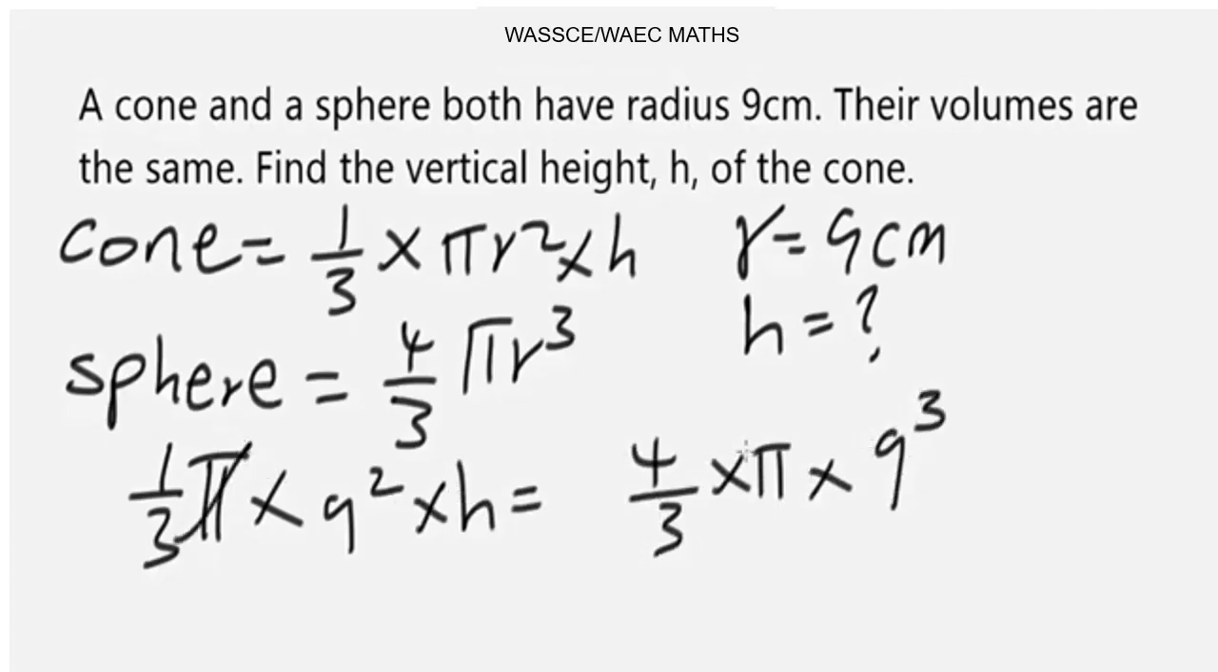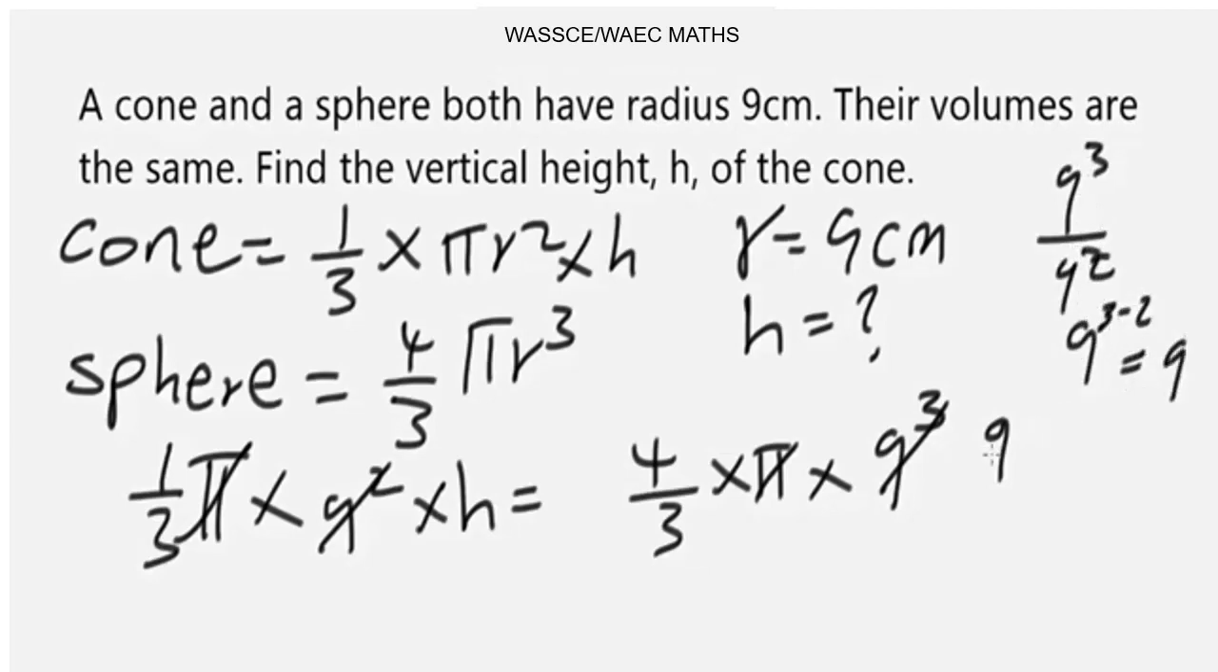So this pi, we cancel this pi here. Now this 9 square, we cancel with this 9 cube here, I'll be left with 9. Just like division, law of indices, 9 cube over 9 square, the base is the same, you subtract the power, that's 3 minus 2, which gives us 9. So that's why we have this 9 here. So basically we are now left with 1/3 h equals 4/3 times 9.